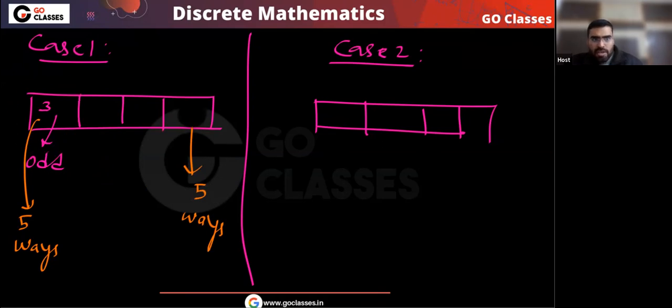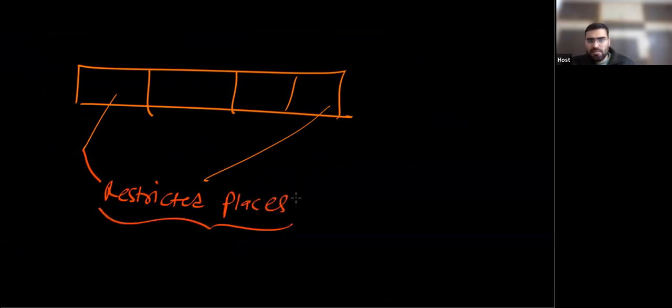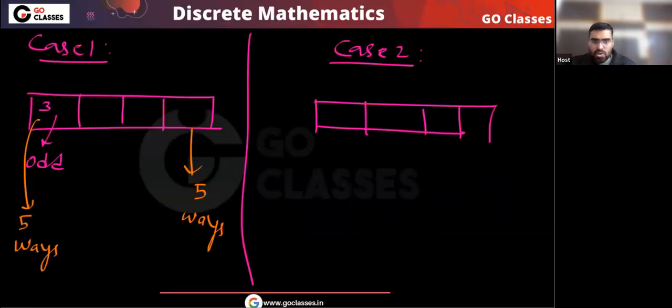See, once you put this odd number 3 here, because this is the restricted place. What are the restricted places here? Let me tell you. So this and this, these are the restricted places. When you have some restriction, then you do them first. This is just a general rule, a general observation that you complete them first.